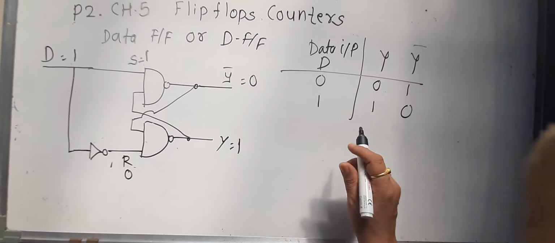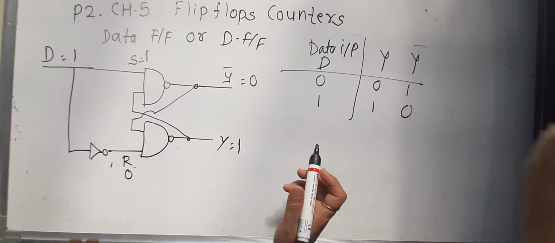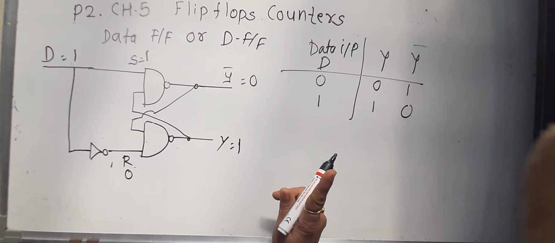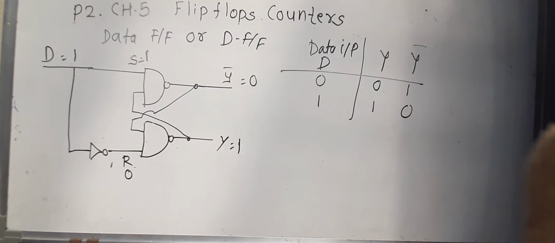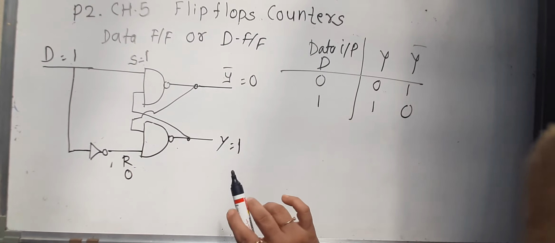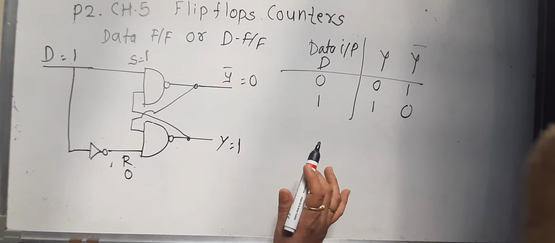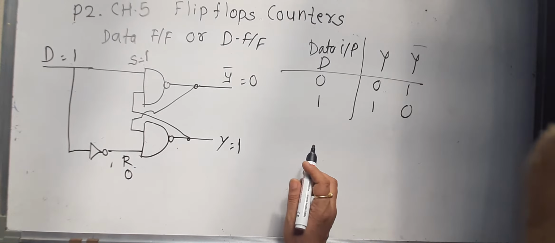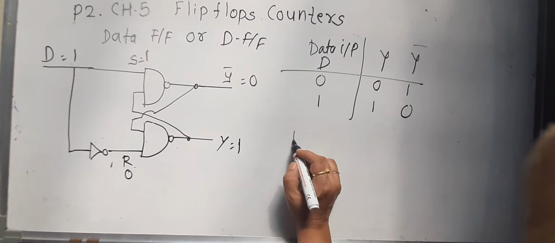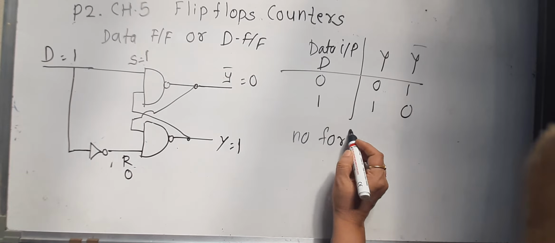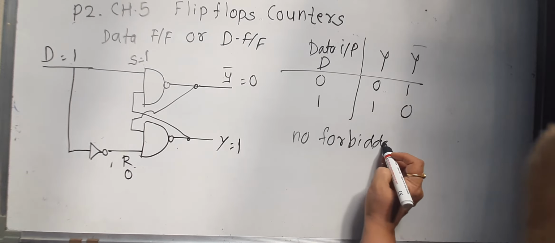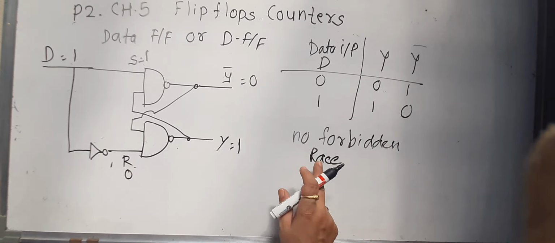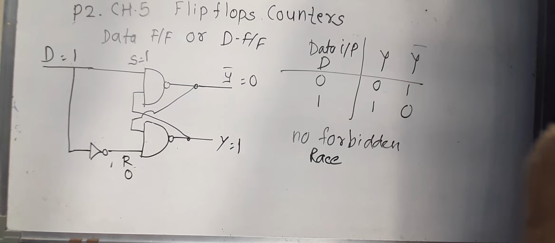There are two advantages of this D flip-flop. We know two separate inputs are not required to store one bit. By applying only one input, we can have the output. And there is no possibility to get a race or forbidden condition in the output state. So no forbidden condition or race condition. These are the advantages of the D flip-flop.